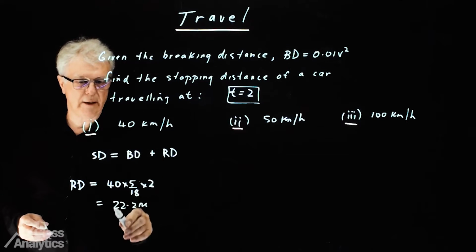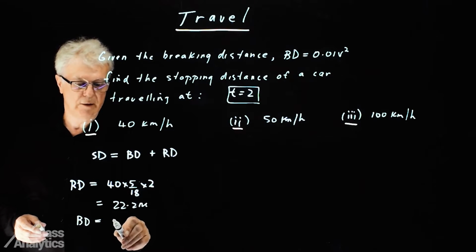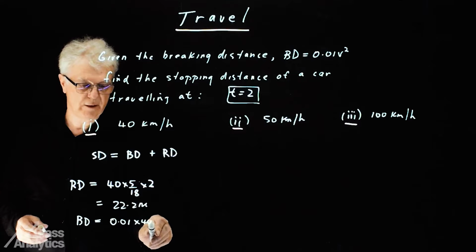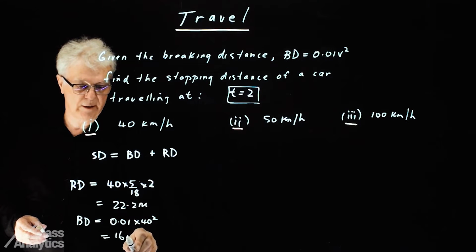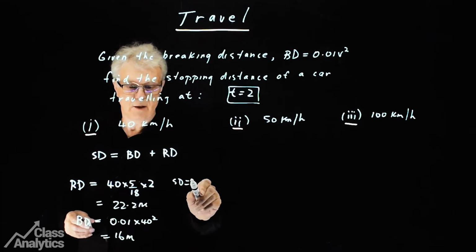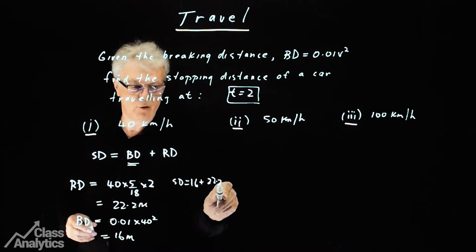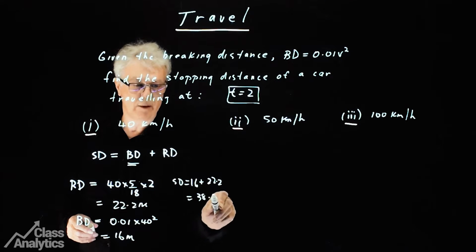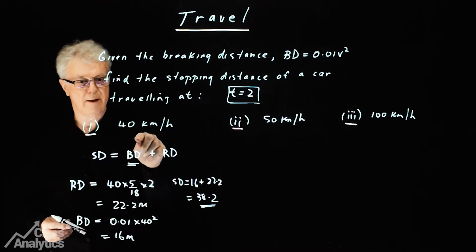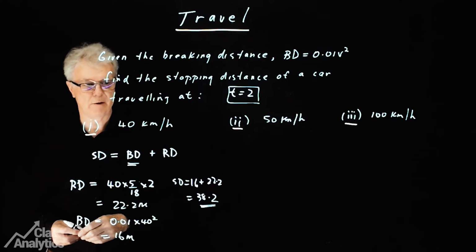Now the braking distance, I did that in the previous video. The braking distance is equal to 0.01 times the velocity squared, times 40 squared, and that came out to, remember, 16 metres. So the stopping distance, SD, will be equal to this 16, the braking distance, plus the 22.2 metres, which gives you 38.2 metres, yep, was the actual stopping distance, comprised of the car's physical business to stop and your time to react to what's going on.